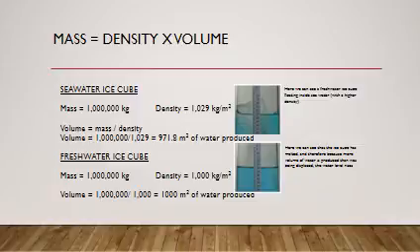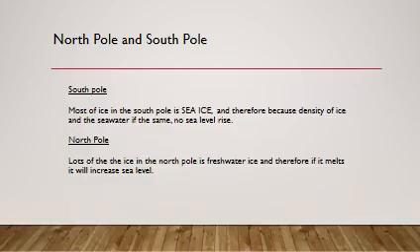However, when we look at a freshwater ice cube, we can see that we have a mass of 1 million kgs and a density of 1000 kgs per meters cubed. When we put this into our equation, we get a volume produced of 1000 meters cubed of water. And because the densities of the seawater and the freshwater are different, it produces more volume for the amount of water that it displaces, and therefore this is when sea levels rise.